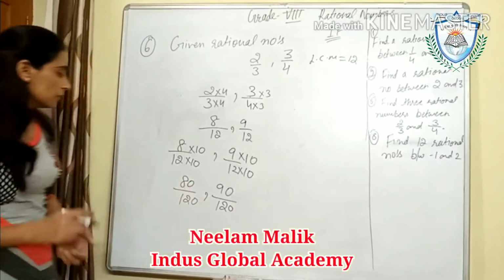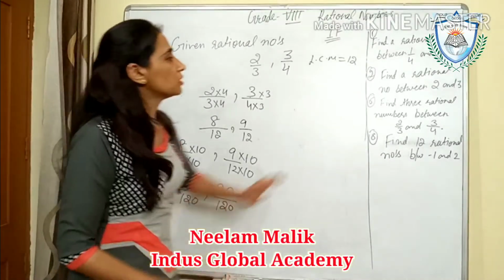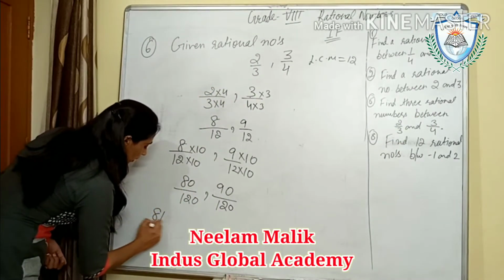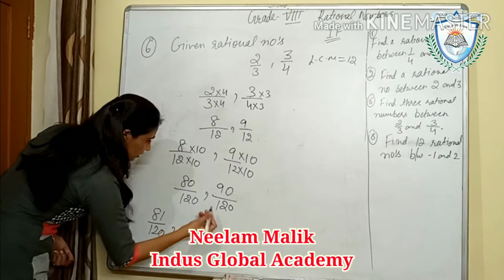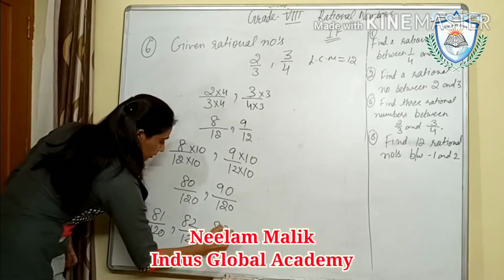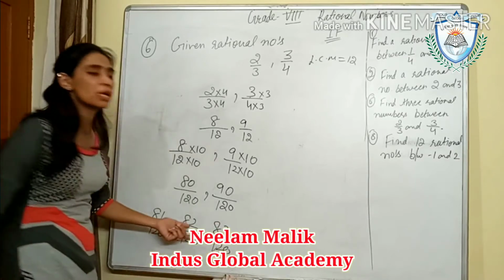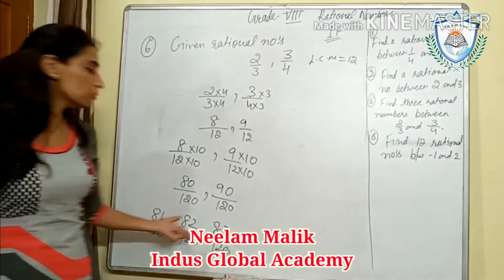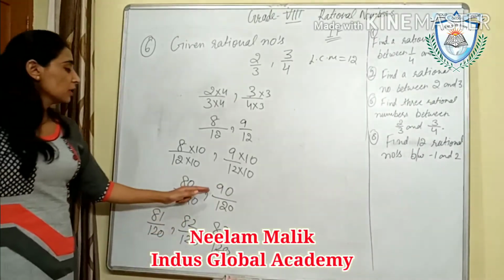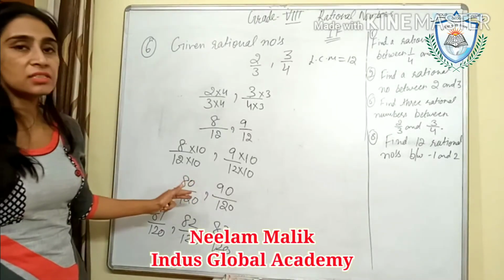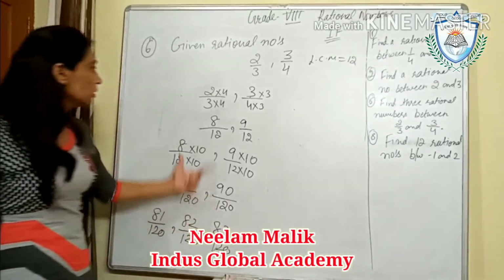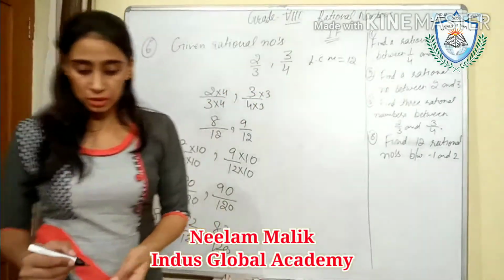Okay. So here we need 3 rational numbers. You can take 81 upon 120, next is 82 upon 120, 83 upon 120. We need only 3, so we will write only 3. You can write any 3 between them. You can also start from the back side, meaning 89 upon 120, 88 upon 120, 87 upon 120. Choice is yours. So these numbers lie between 2 upon 3 and 3 upon 4.